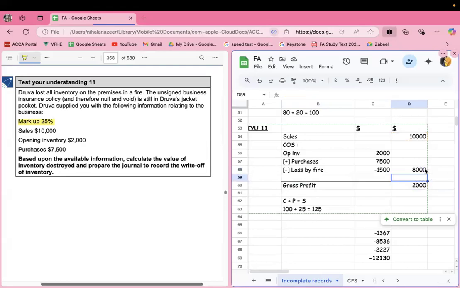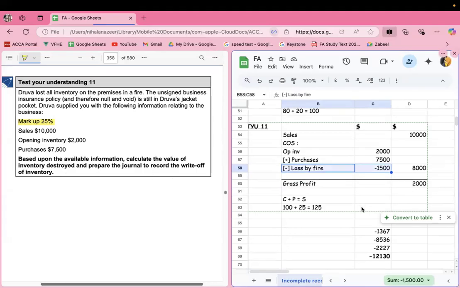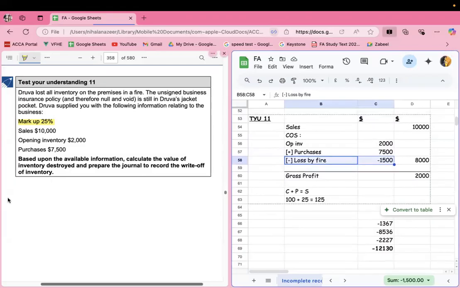That would amount to 8,000. So whatever happens here should amount to 8,000 in total. Understood? Okay. So you took the 2,000 and 7,500. How much does it become? 9,500, right? So in order to reach 8,000, what do you need to do? You need to deduct 1,500. So that 1,500 becomes the loss by fire. Understood? That is just what the question asks: what is to be written off on the inventory? Clear? So that's it.